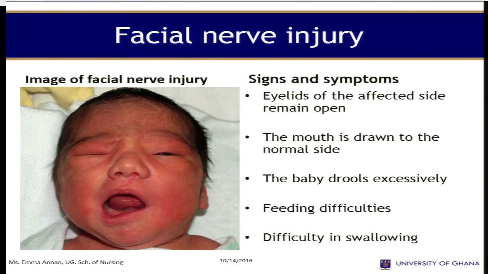That's the image, and the signs and symptoms include the eyelid of the affected side remains open. The mouth is usually drawn to the normal side. The baby drools saliva excessively. The baby usually has difficulty in feeding and also in swallowing.